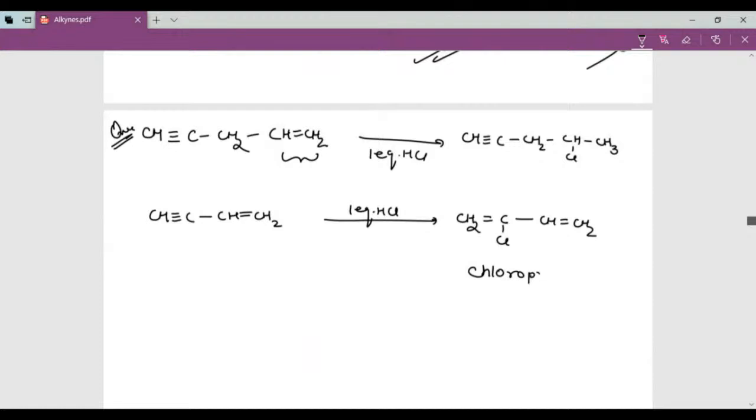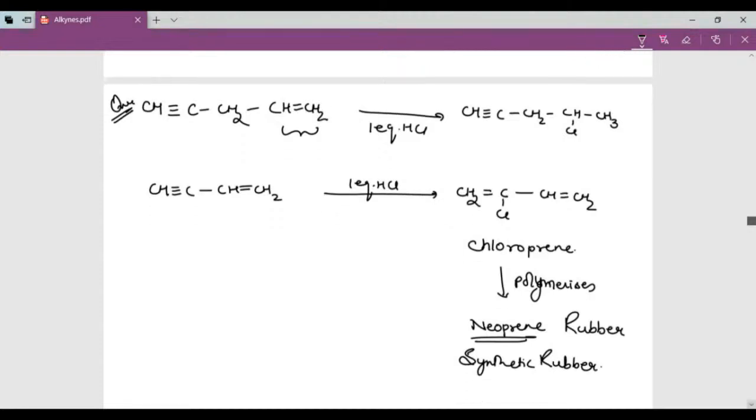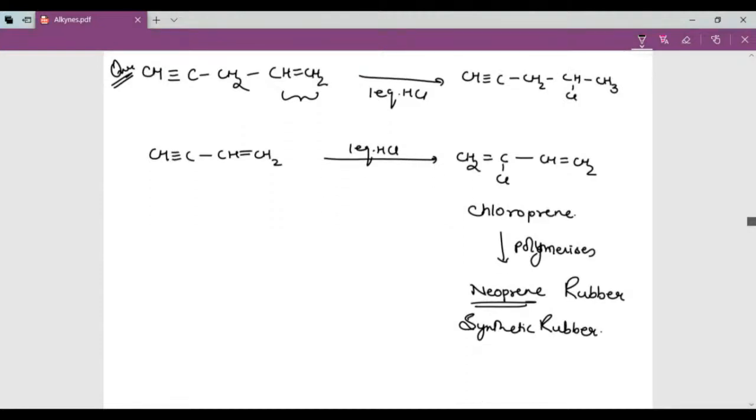And this particular compound formed is very important. It is chloroprene. Okay, this chloroprene when polymerizes, then it forms a very important neoprene rubber, synthetic rubber. Yesterday I told you isoprene, 2-methyl 1,3-butadiene. It forms natural rubber. 2-chloro-1,3-butadiene is chloroprene. It forms synthetic rubber. So please remember these points.